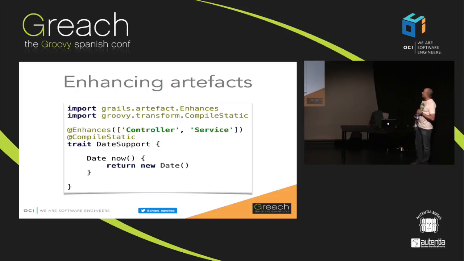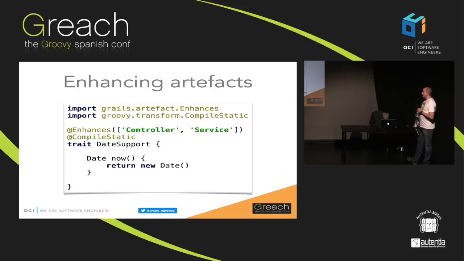First of all, what we have here is a trait. Do you guys know what a trait is? Traits are essentially like interfaces with default methods, kind of. And they are designed to be applied to existing classes. In this particular case, this trait is annotated with an annotation called Enhances. And there is a list of Grails artifacts that the trait is enhancing.